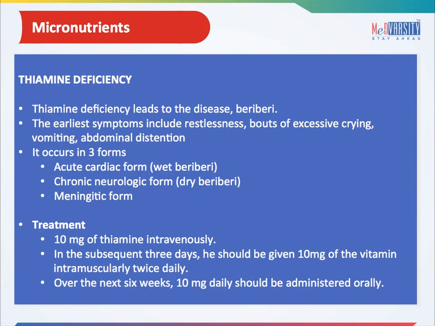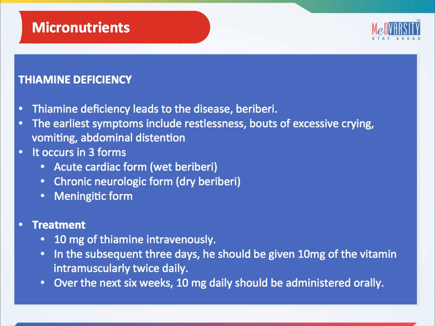Thiamine deficiency. Thiamine deficiency leads to the disease beriberi. The earliest symptoms include restlessness, bouts of excessive crying, vomiting, abdominal distension. It occurs in 3 forms: acute cardiac form, wet beriberi; chronic neurologic form, dry beriberi; meningitic form.